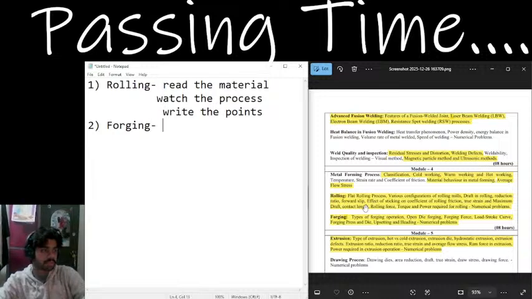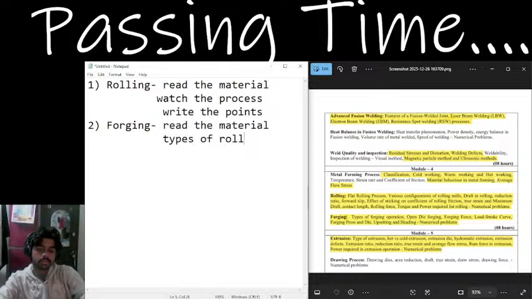Similarly, forging. In forging I guess I'm going to do the same thing, and it also has rolling. I don't know. There are types of rolling: flat rolling process, various configurations of rolling mill, dark rolling, reduction ratio, forward. Reduction ratio means something related to the effect of sticking on coefficient and stuff like that. Types, read the material. Types of forging.